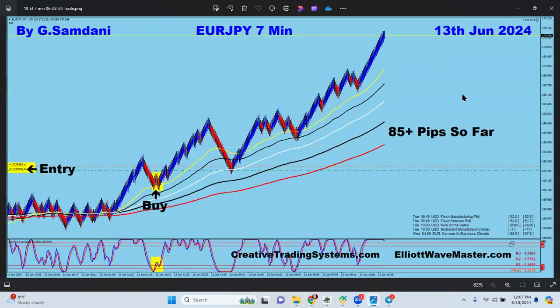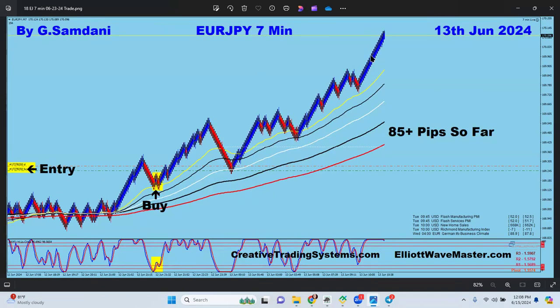Right? On the 13th, Euro Yen 7-minute, beautiful entry by the book, and then all the way 85 pip. You can see here that it went up there, but I did move my SL. So I survived here. It came down, and my SL was still there, right here. So I survived, and it went up all the way.